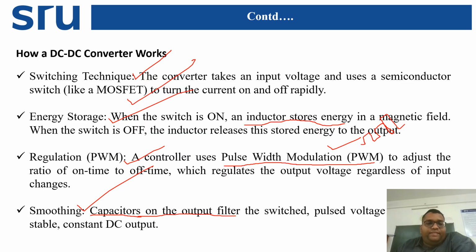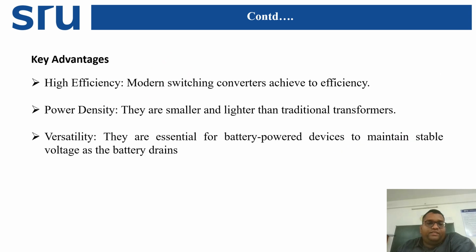Now, in the coming slide, we'll see how DC to DC converters are interfaced with different types of renewable sources. But first, before going to that, what are the major advantages available when compared to other devices? Here, modern switching converters will give the highest efficiency. Like other devices, we will use this DC to DC conversion. It will give the power converter high efficiency.